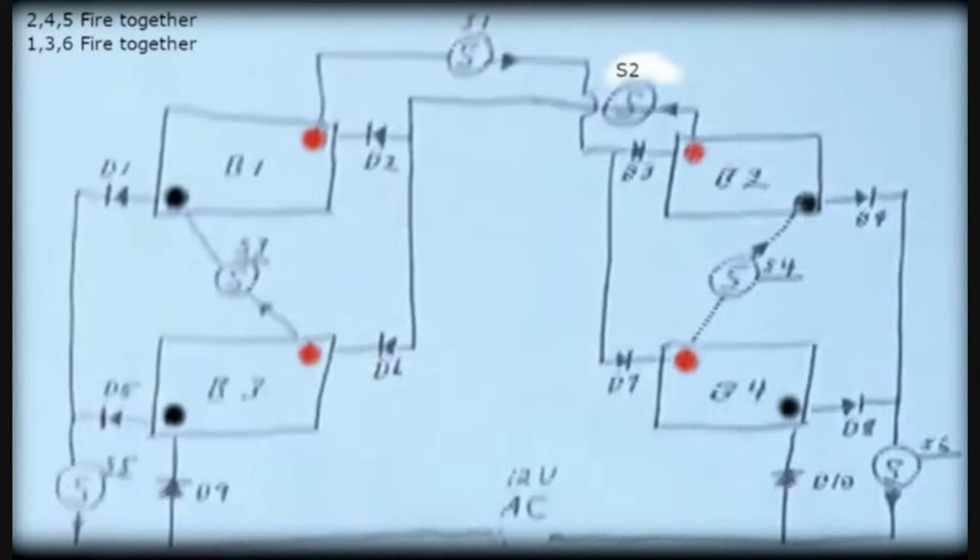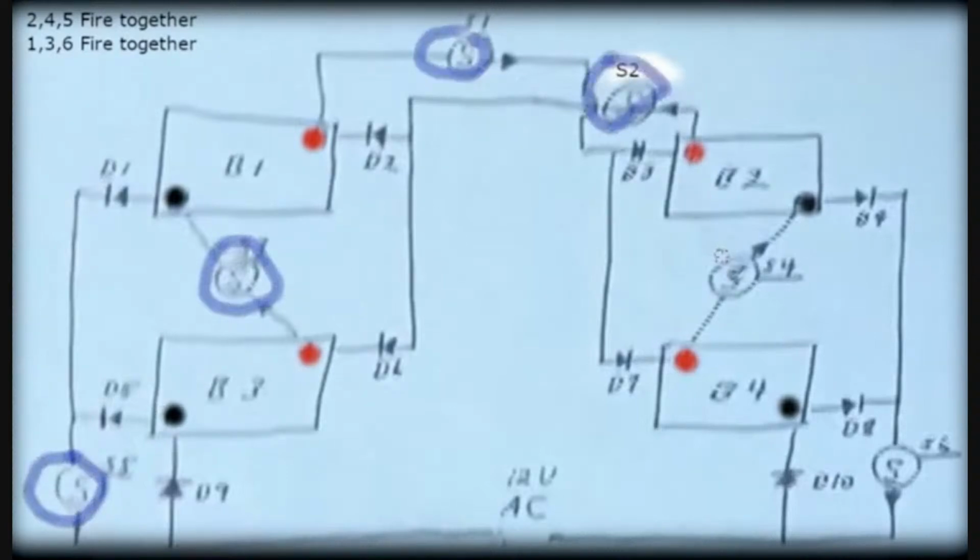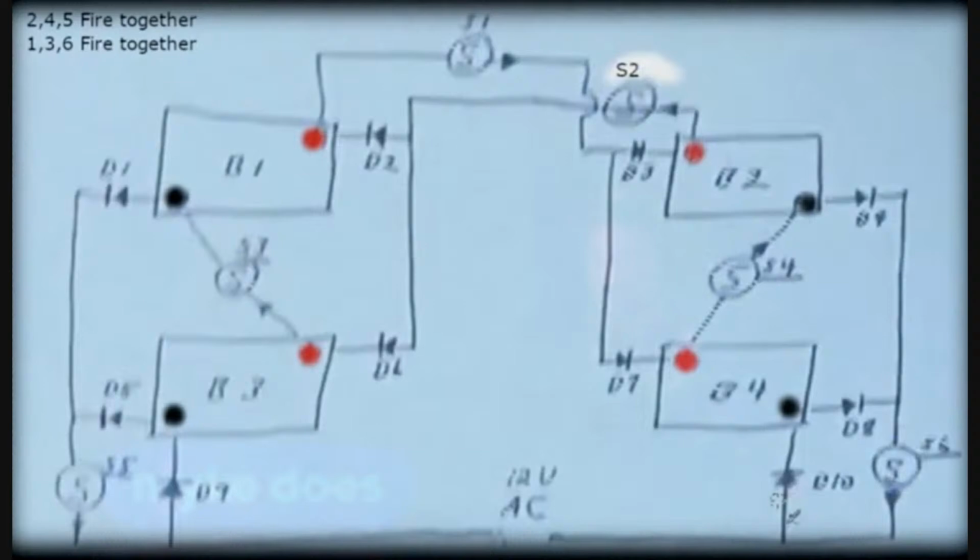Let me just go over the basic parts in here. Okay, so here's a switch. That's a switch. That's a switch. Everywhere it says S is a switch or a transistor, optocoupler. There's 6 switches. 3 get switched together and the other 3 get switched together. So 2, 4, and 5 fire together. 1, 3, and 6 fire together.